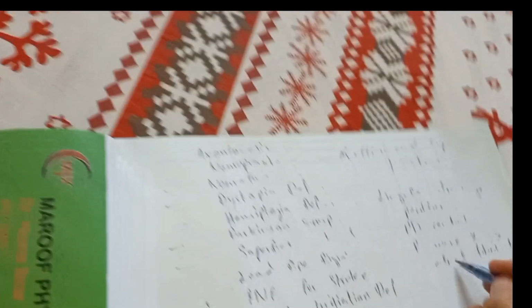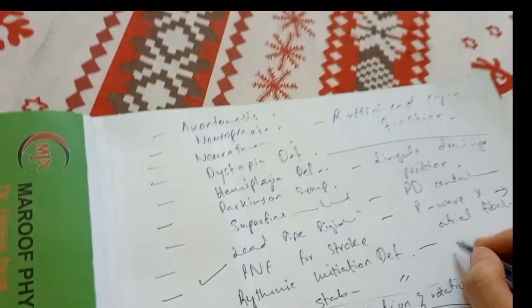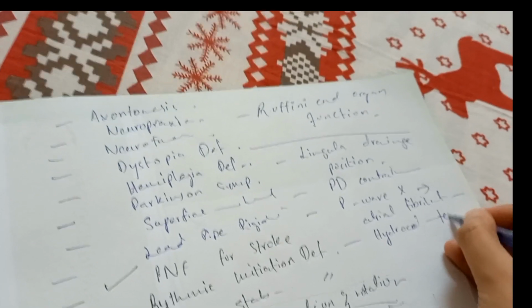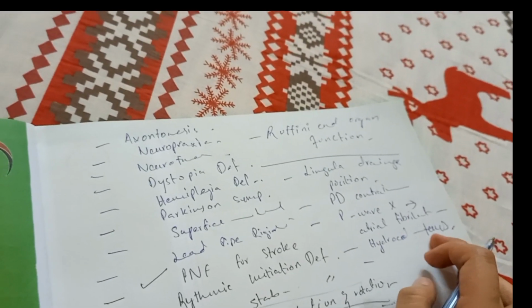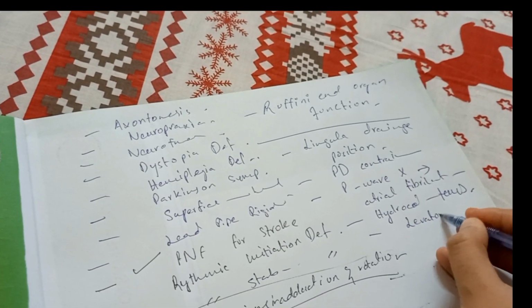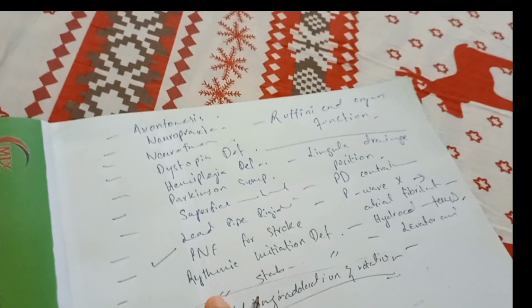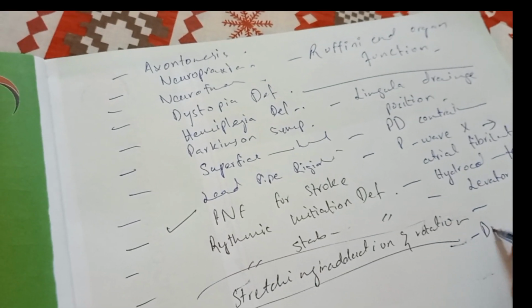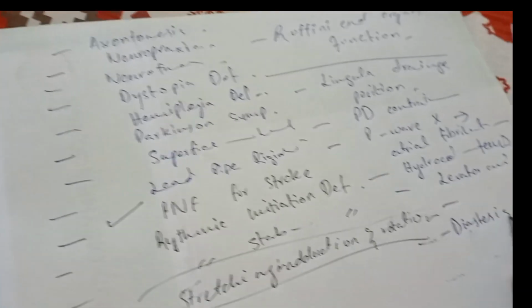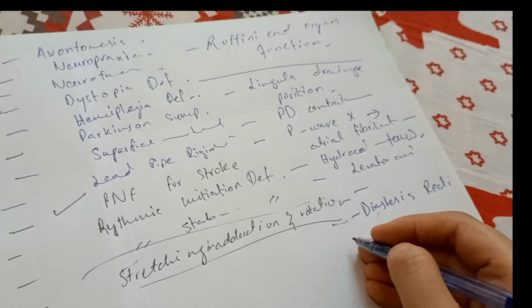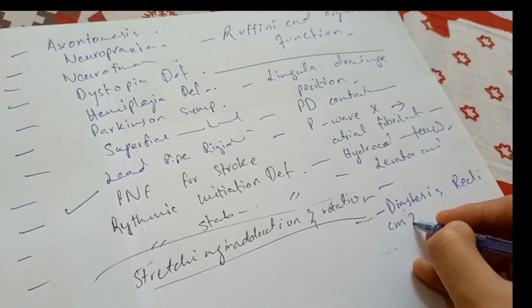Okay, then there was a question about hydrocollator temperature. You should know about the temperature of hydrocollator. Okay, then pelvic floor muscle, levator ani. Levator ani is a pelvic floor muscle. Then diastasis recti. Diastasis recti centimeter. Learn about it.